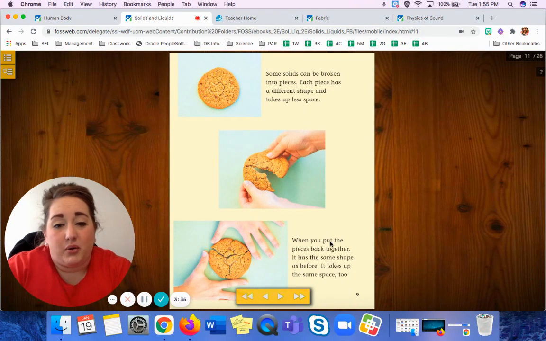Some solids can be broken into pieces. Each piece has a different shape and takes up less space. Kind of like this cookie. They tore it into 3 pieces. 1, 2, 3. Each of those takes up less space than the full cookie. But when you put the pieces back together, it has the same shape as before, and it takes up the same space too. So again, see the lines here? That's where the cookie's broken. So this part of the cookie takes up less space than the whole cookie, but when you put the 3 back together, we've got the whole cookie again.